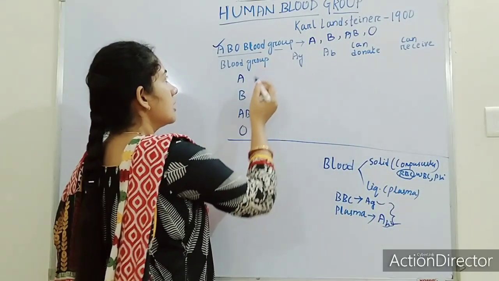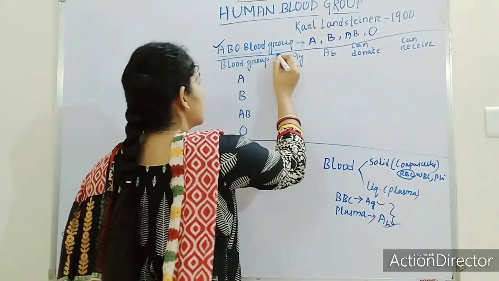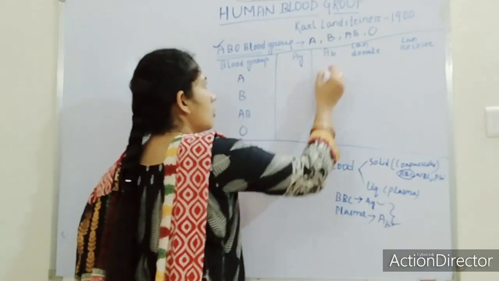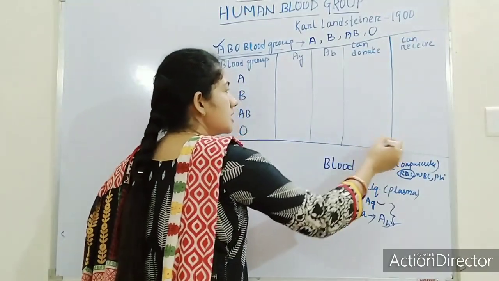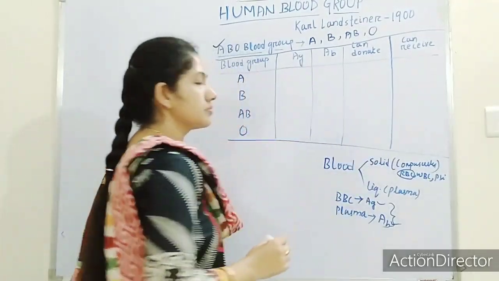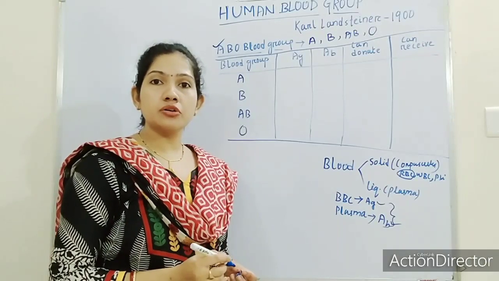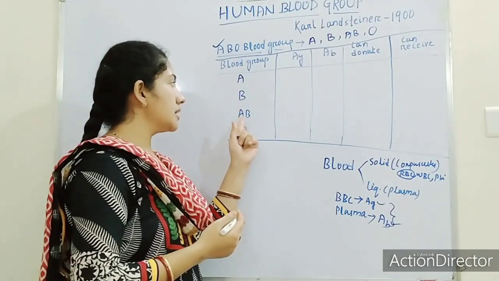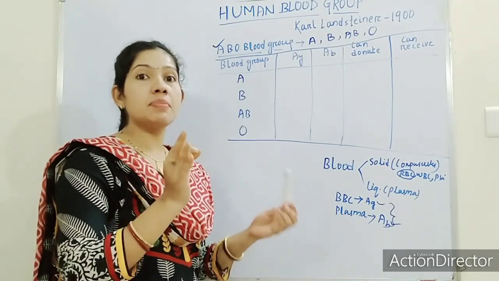Okay. So here I have written the blood groups. Here I have made a column or a box, so we can easily identify the blood groups of a person. At first I have written the 4 types of blood group. What are they? A, B, AB and O. Let us see which factors determine the blood groups.